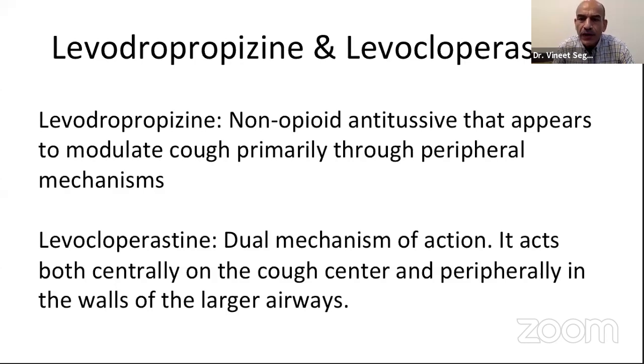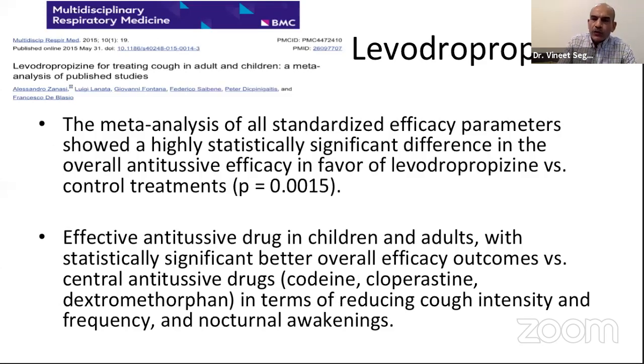Then the other 2 newer antitussives that are available to us are levodropropizine and levocloperastine. These were developed to avoid the central effects of the other opiate and non-opiate antitussives that we had before these. And these have been in our domain since about the early 2000s. So levodropropizine is a non-opioid antitussive which has a primarily peripheral mechanism of action, while levocloperastine has both a central and a peripheral action.